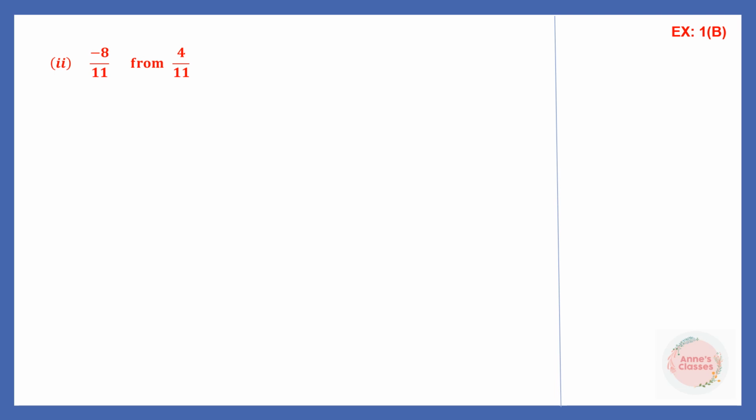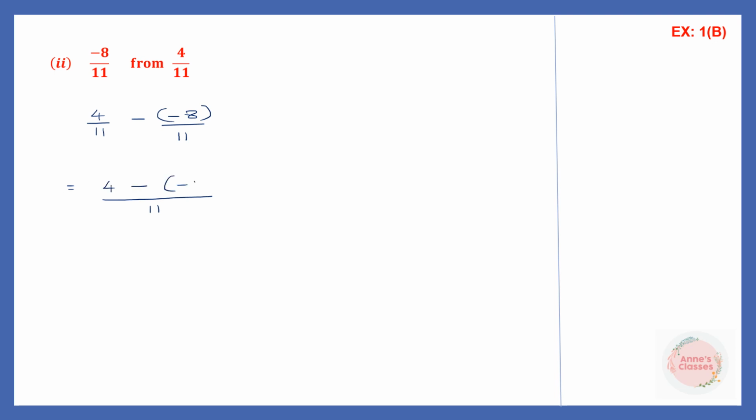Question 2. Subtract the first rational number from the second one. So let's write the second one first. 4 by 11 minus 8 by 11. As you can see, denominators are the same, so that is going to be our LCM. So the numerators also are the same.